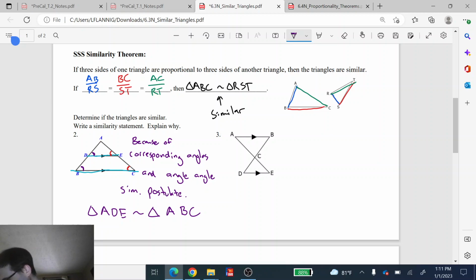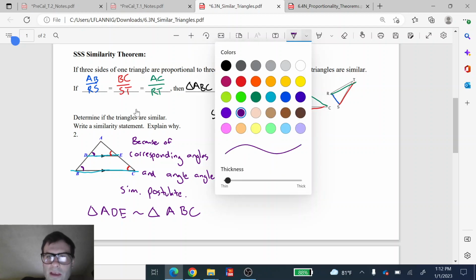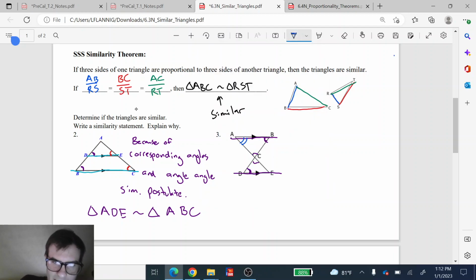Great. The next thing we're going to say for number 3 is the idea that we have some vertical angles right here. And we also have alternate interior angles, because if we remember, these lines, this one and this one, are parallel, which means this angle and this angle are the same, as well as this angle and this angle being the same. So we actually have all 3 angles, not just 2.